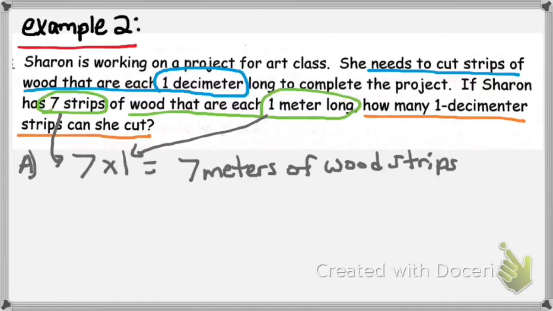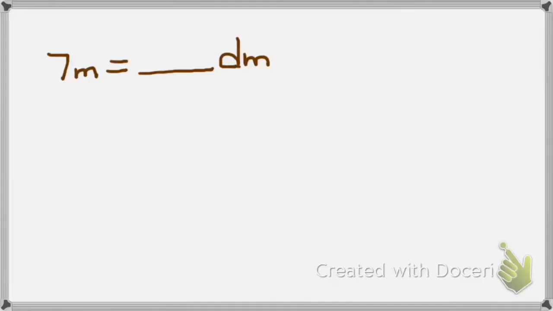And now part B, I know that I have 7 meters of wood strips, but the question wants to know how many 1 decimeter strips she can cut. So I really need to convert these 7 meters to decimeters. So part B, 7 meters equals blank decimeters. I don't have that much room on this page, so I'll rewrite this conversion problem on the next page. So in my conversion problem, 7 meters equals blank decimeters.